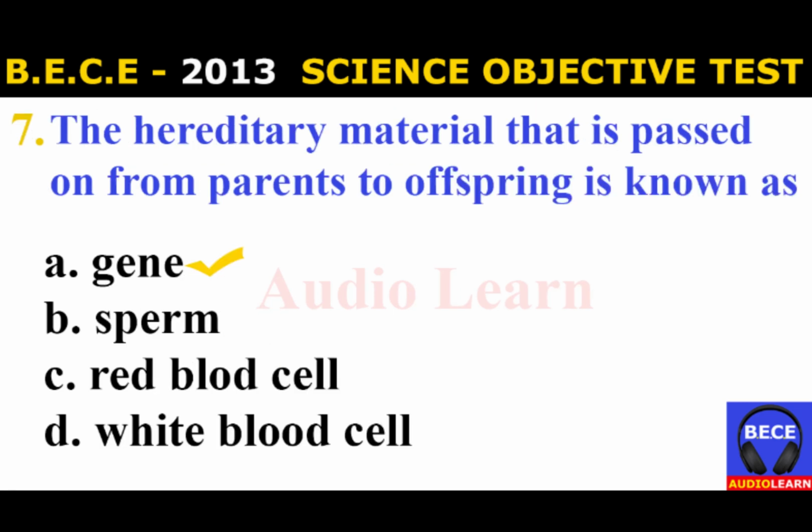Number 7. The hereditary material that is passed on from parents to offspring is known as A. Gene. B. Sperm. C. Red blood cell. D. White blood cell. And the answer is A. Gene. The hereditary material that is passed on from parents to offspring is known as gene.